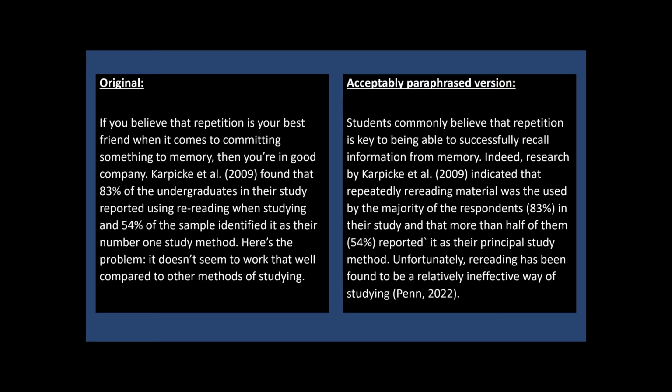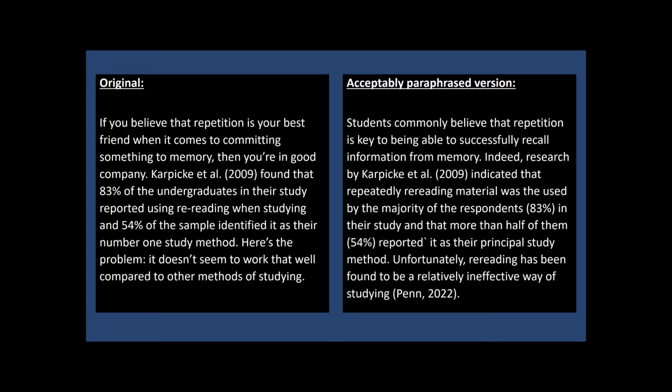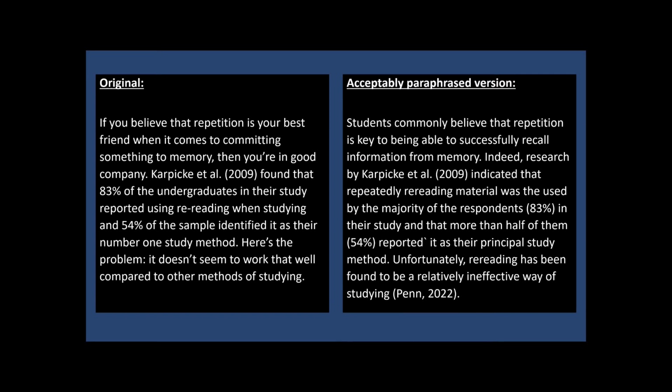If you compare these two passages of text side by side, it quickly becomes apparent that the author of the acceptably paraphrased version of the text has written about the original author's work using their own words. And they've also acknowledged the fact that they are writing about another author's work and effectively making the same point as him here by citing that author. And you can see that citation at the end of the passage of text on the right-hand side.